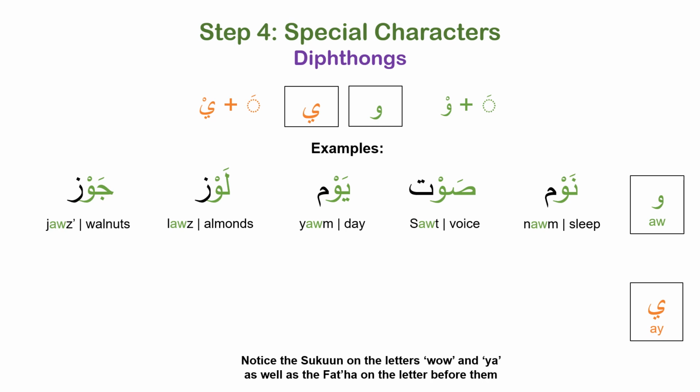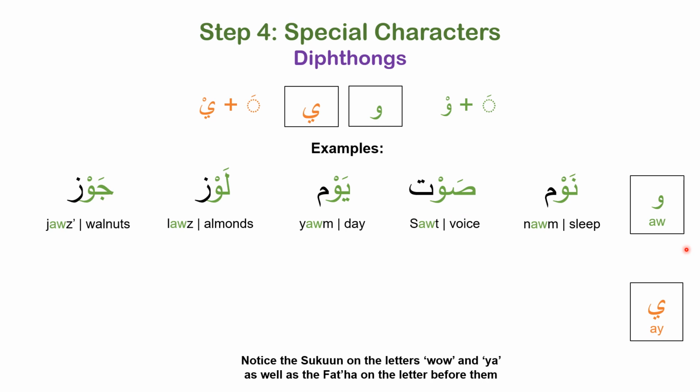There is an o sound. The letter waw here is not being used as a long vowel. We are not saying noom, we are saying nawm. We are not saying soot, we're saying sawt, and so on.